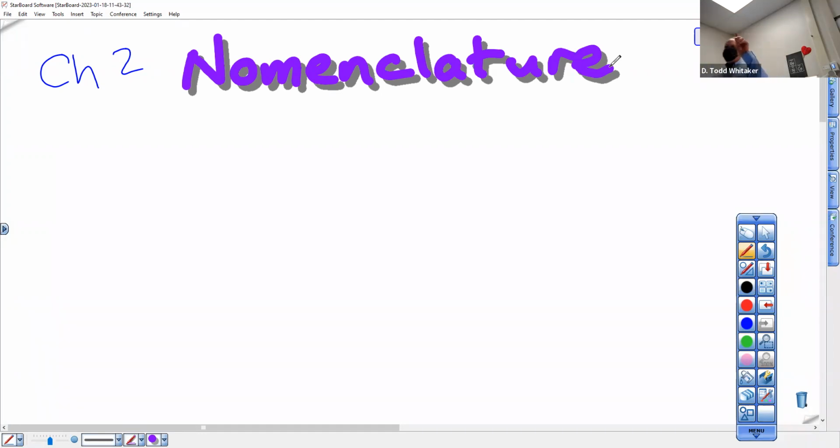Chapter 2, nomenclature. We have to know the name of the first 20 hydrocarbons. That's molecules that have just hydrogen and carbon and no pi bonds. So we're talking about saturated molecules. Saturated, in this sense, is different than the saturated when you were learning about solutions, right?